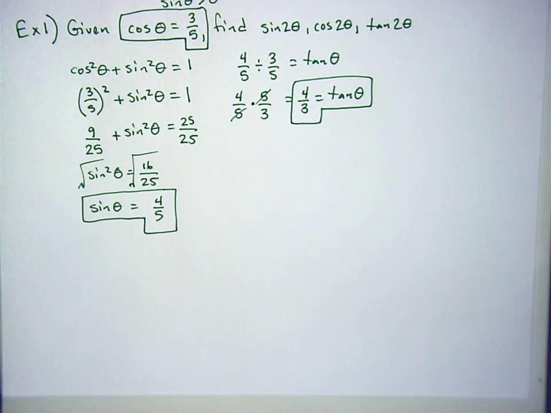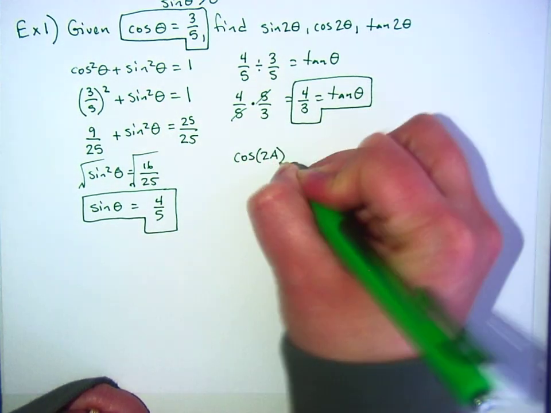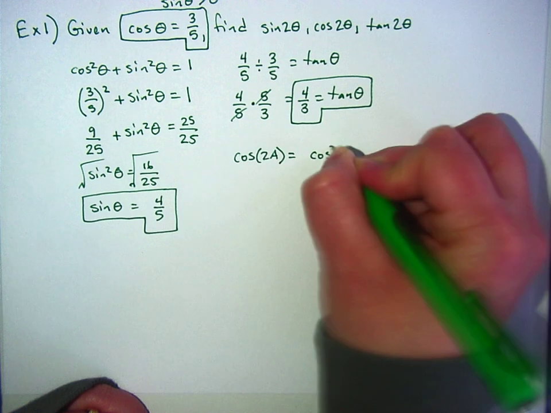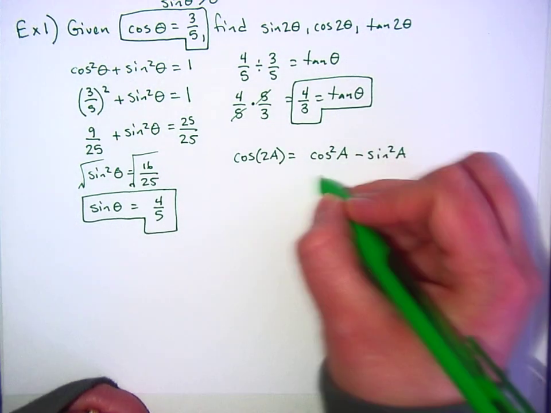We want cosine of 2 theta, sine of 2 theta, and tangent of 2 theta. Can I just multiply these by 2 and get my answer? No, you've got to use the formula that is on here. So let's start with the cosine of 2a. Cosine of 2a says that I've got cosine squared a minus sine squared a.